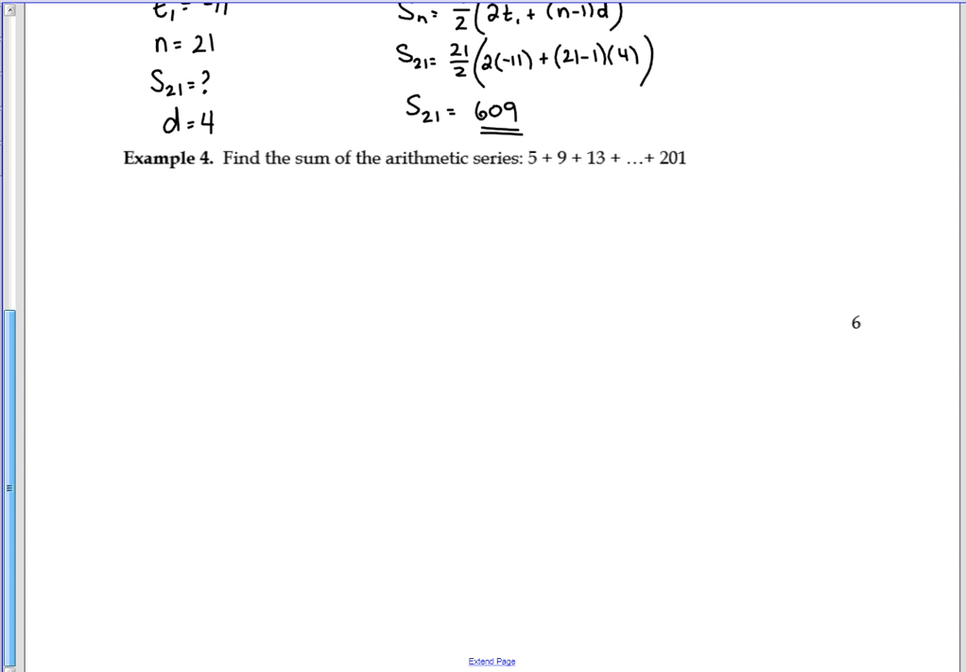What do I know? Okay, term 1 is 5. T of n, the last term, is 201. Common difference, which is, we're adding 4. Okay, and that's all we know, right?